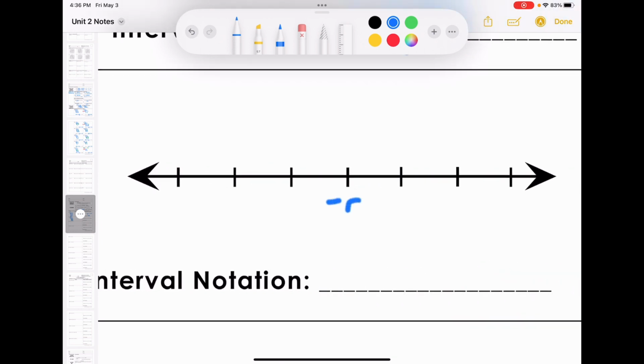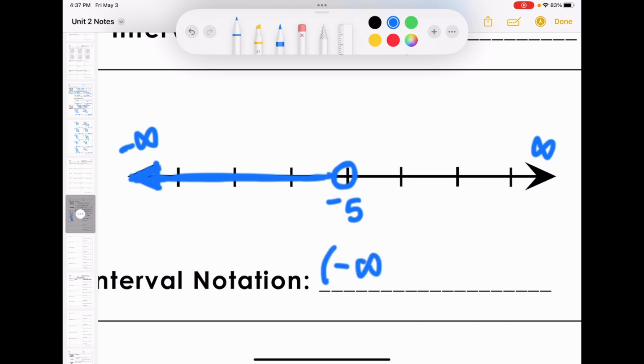So I'm going to put negative 5 in the middle. It's just less than, so I'm going to have an open circle, and then I'm going to shade to the left because it's less than. Now remember what I said, if it's pointing to the left, it's negative infinity. If it's pointing to the right, it's positive infinity. So our interval notation for this one is going to be parentheses negative infinity all the way up to negative 5. And that's an open circle, so I'm going to put a parentheses.